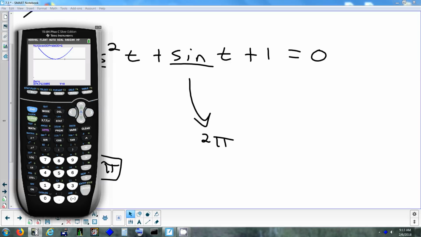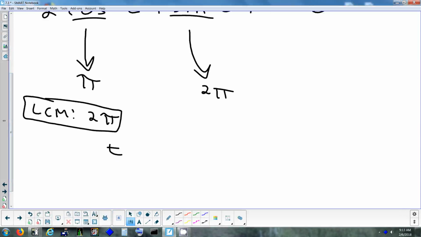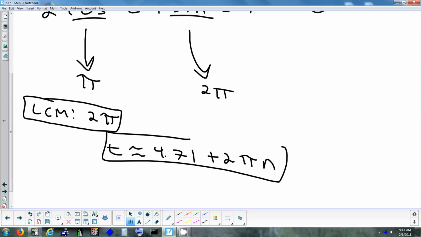Okay, so we get a 0 at 4.71. Okay, so in this case, t is about 4.71. And how often is that answer going to repeat itself? Yep. 2 pi n. Every 2 pi. Yep, every cycle. So this particular problem only has one answer per cycle. That's all. Any questions on that?